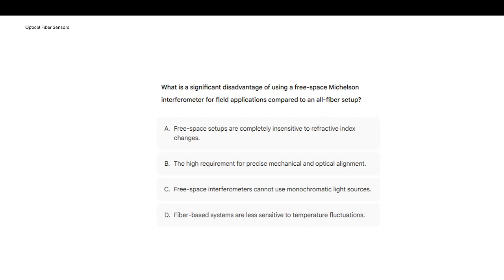Option A, free space setups are completely insensitive to refractive index changes. Option B is the high requirement for precise mechanical and optical alignment. C is free space interferometers cannot use monochromatic light source. D, fiber based systems are less sensitive to temperature fluctuations. What is your answer for this? Option B you are saying. So you are saying that the high requirement of precise mechanical and optical alignment.